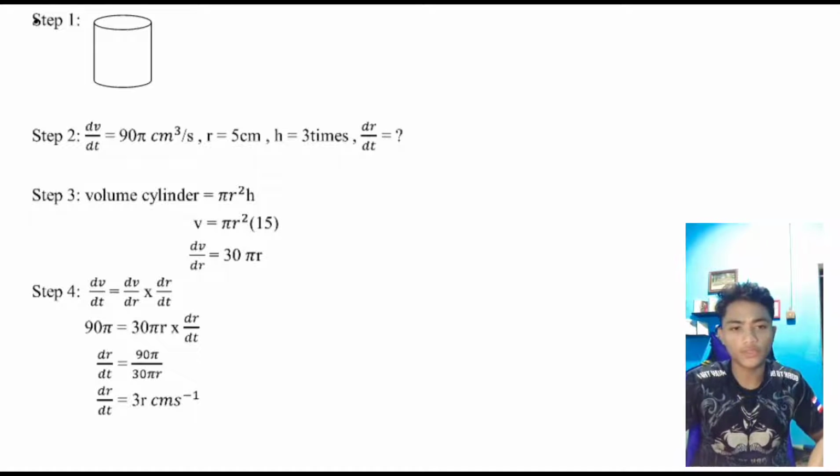Okay, the answer for this question is, based on the question, the first step is we need to draw a cylinder. Then, based on the question, what we got is dV per dt is equal to 90π centimeter cubed per second. Next, r is equal to 5 cm and h is 3 times the radius of the base. So what we have to find is dr per dt. For the next step, I will let Ivy show us how to solve this question.